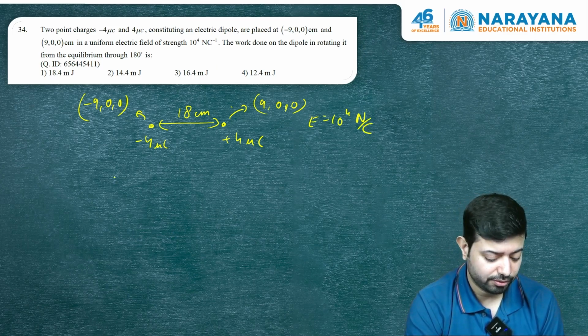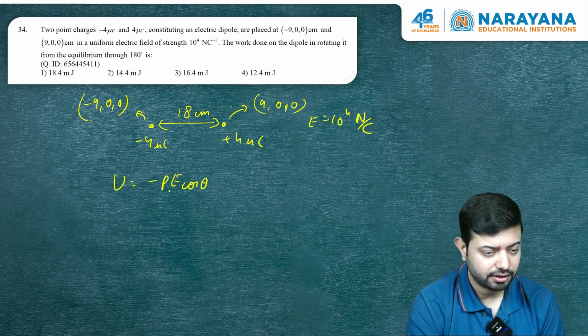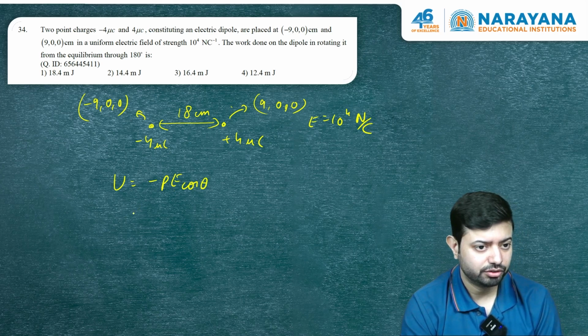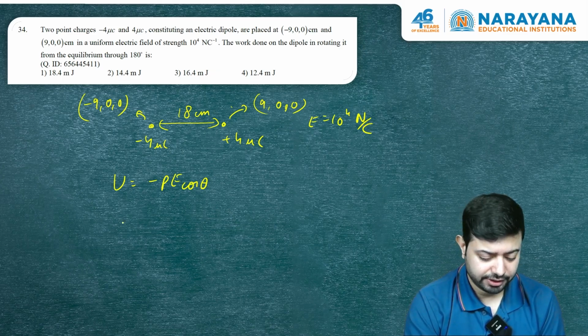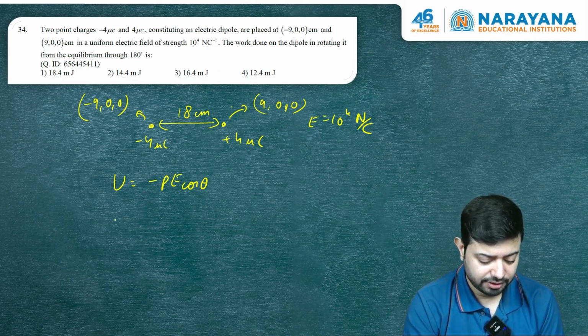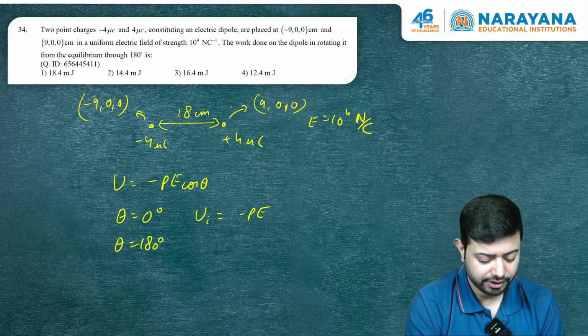What is the work? What is the potential energy formula, by the way? Minus P dot E, minus P E cos theta. So, you go from 0 degree to 180 degree, because they are talking about from the equilibrium position, right. So, let us say initially the potential energy is minimum, which is the stable position, theta equal to 0 degree. What is the potential energy initial? It is minus P E, and then finally it will become 180 degree, U final will become plus P E.